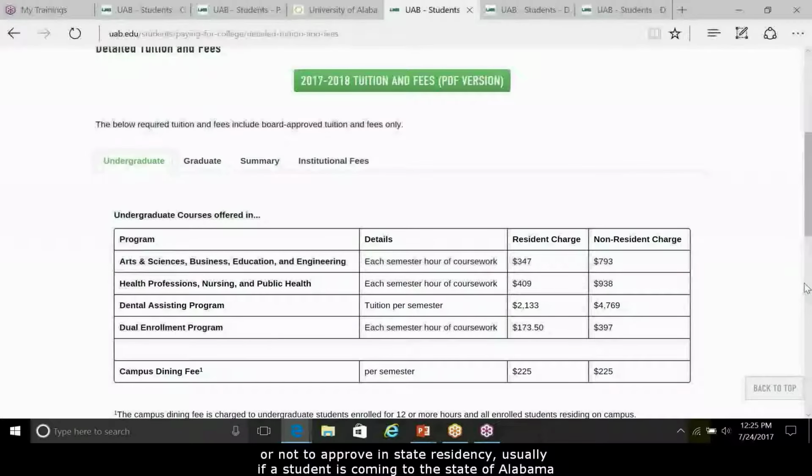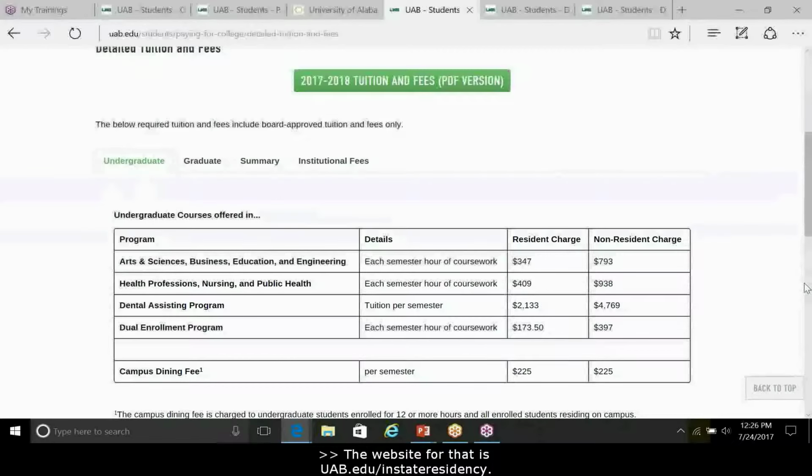Usually, if a student is coming to the state of Alabama for the intent to get an education, they cannot apply for in-state residency. There are some extenuating circumstances, and sometimes that does have to do with being in the military and being stationed somewhere. So I would encourage you to apply, but I can't tell you whether or not you would actually be granted in-state residency unless you were stationed here in the state of Alabama.